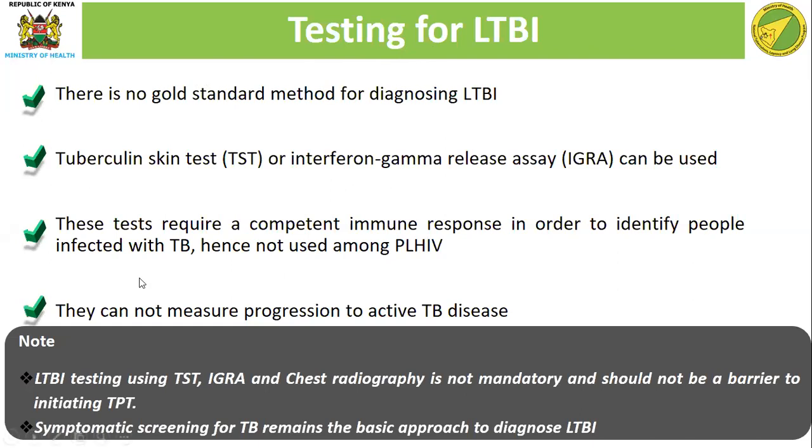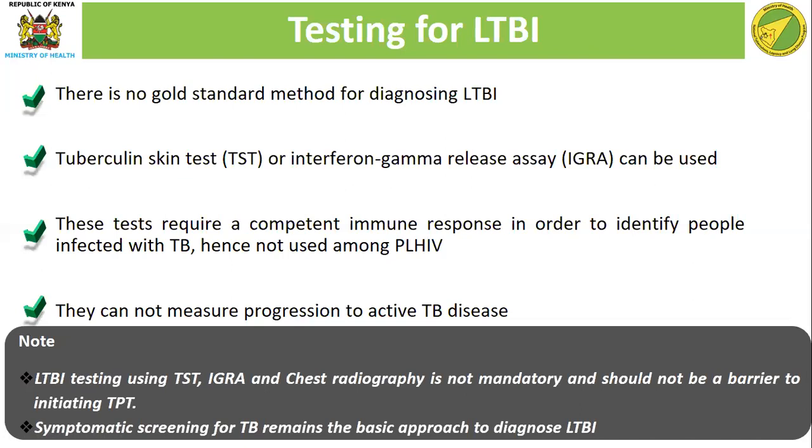For it to detect a response, the individual should have good immunity. The other thing is they cannot measure progression. They cannot say Rhoda has been tested and is likely to progress compared to Boru, who has been tested and cannot progress. So these are limitations of these tests. What they do is just test whether there is any presence of TB bacilli in this individual, and that's all.